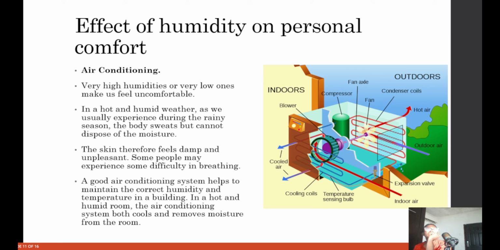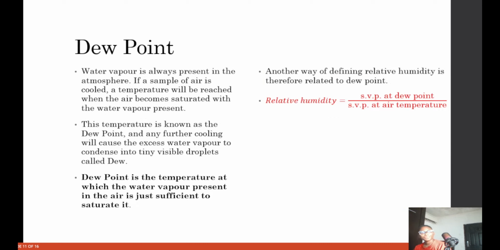Air conditioning. A good air conditioning system helps to maintain the correct humidity and temperature in a building. In a hot and humid room, the air conditioning system both cools and removes the moisture from the room.